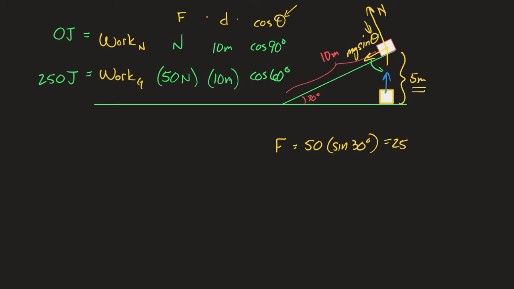50 newtons times 5 meters. How many joules of energy? 250. Getting the box to the top of the ramp takes the same amount of energy, whether I lift it straight up or I slide it up the ramp, as long as there's no friction. Now, if there's friction, that would not be true. Because if there was friction, it probably wouldn't act if I'm just lifting it up, not sliding against the surface. But it would act if I'm trying to slide it up the ramp.